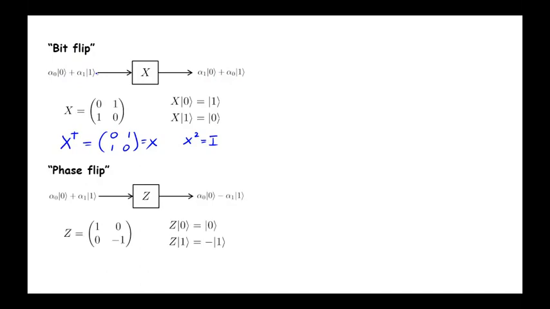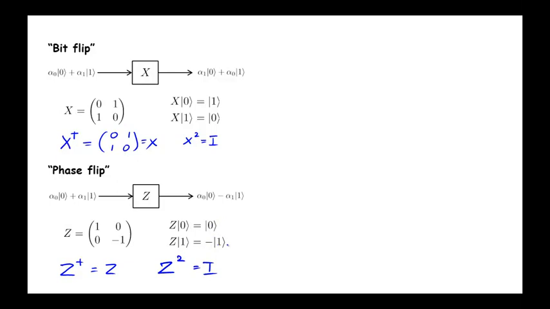Here's another gate that's interesting. It's called the phase flip gate. It's given by this transformation Z. And once again, Z dagger is equal to Z. And so Z times Z dagger is just Z squared, which is the identity. So this is another unitary transformation. And what it does is it leaves the 0 state alone, but applies a phase of -1 to the 1 state.